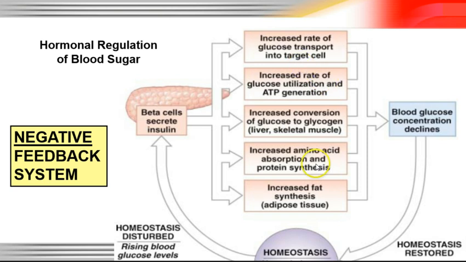Doing these two things, you're also going to have an increased amino acid absorption and protein synthesis, right, because you've got more ATP and you've got all of these other things that are going on. And then you have an increased fat synthesis because you are storing, again, all of these potential energy molecules, okay, which is what sugar, glucose is. Now, as you do all of these things, that's going to actually cause the concentration of glucose in the blood to go down, right? And so you're going to restore homeostasis.